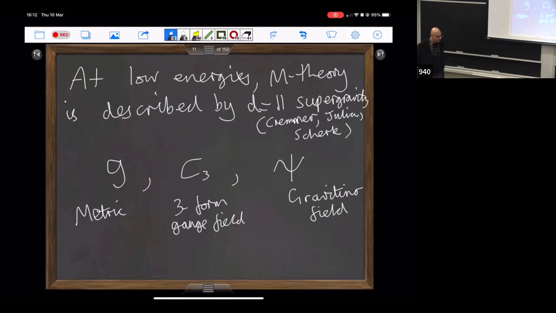The C field is a generalization, if you like, of the Maxwell gauge field. So the Maxwell gauge field has one index transforming as a vector under the Lorentz group. This guy's called a 3-form because it has three. It's a tensor field with 3 indices, and it's totally antisymmetric in those indices. So just think of it as a generalization of the Maxwell potential. And at low energies and at the leading order, the symmetries fix the form of the interactions of this theory. And this so-called D equals 11 supergravity theory was discovered by Cremmer, Julia, and Scherk, like 40 years ago.